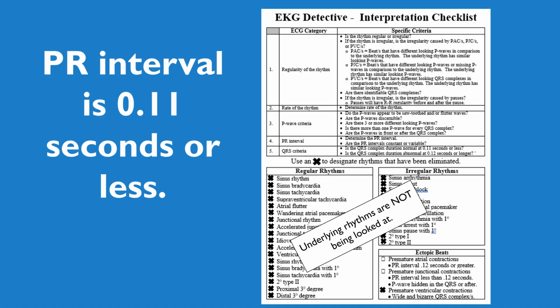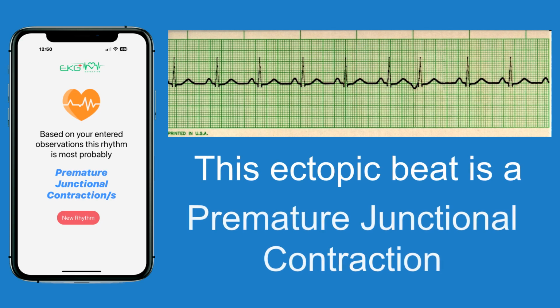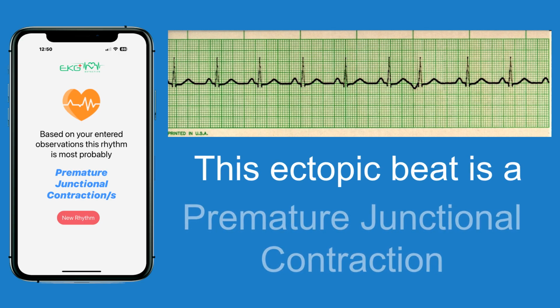For those of you who are using the EKG checklist, since the PR interval is 0.11 seconds or less, we can eliminate premature atrial contractions because premature atrial contractions will have a PR that is 0.12 seconds or greater. And that leaves us with the premature junctional contraction that we have been dealing with. And within the app, that will bring us to premature junctional contractions as well.